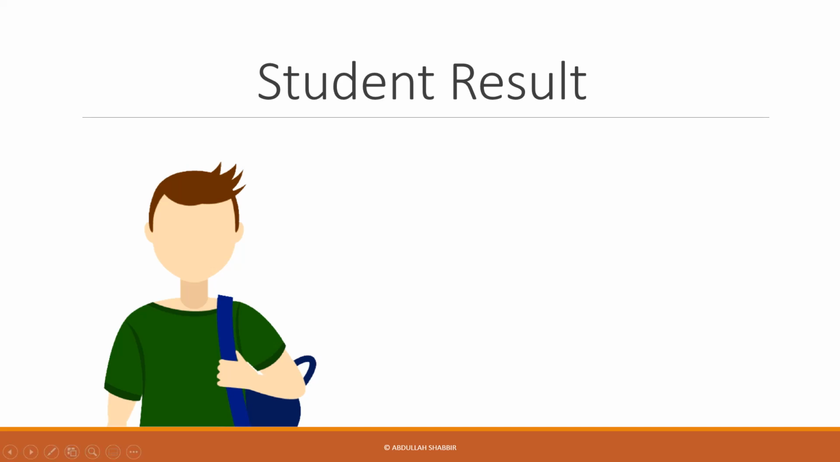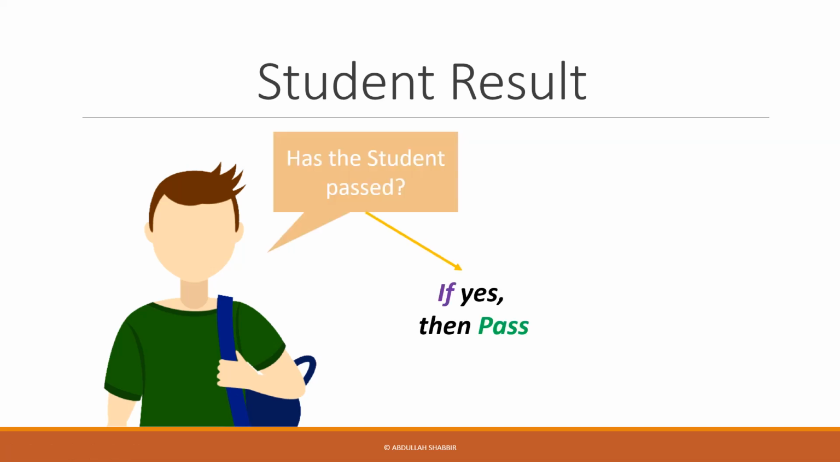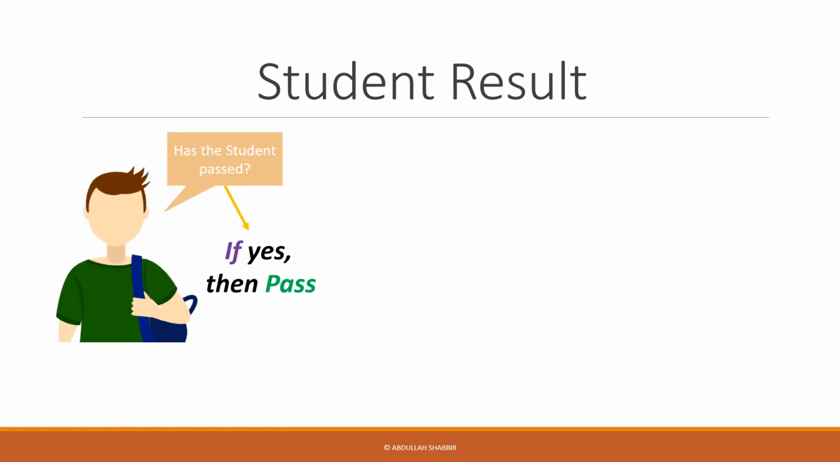Let's say we are programming a student grade application and we want to know if the student has passed or failed. To do that, we will use a control flow statement to check if the student has passed or not. So let's translate this into Java code.